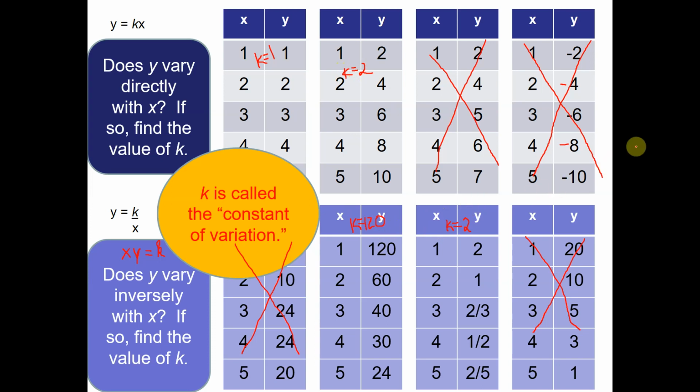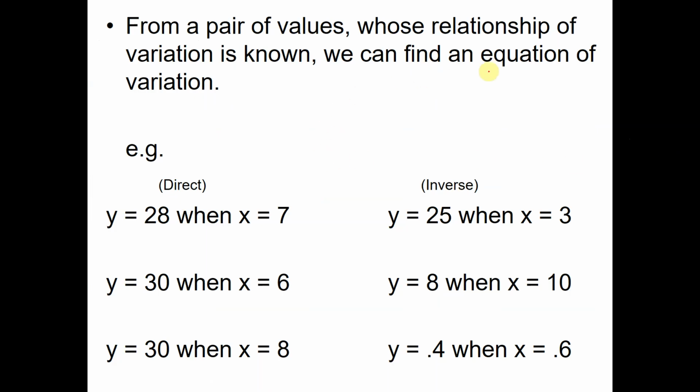All right. One more thing we need to do with variation. Your assignment is on a worksheet, and it's split down the middle. So the left side is all direct variation, front and back. The right side is inverse variation, front and back. Okay, so next. From a pair of values whose relationship of variation is known, we can find an equation of variation. Why? Well, so that we could figure out some other values within applications of sorts. So you'll have some with, like, steak and riverboats and things like that on the assignment, and that'll work with this. Okay, so anyway, remember the equations.